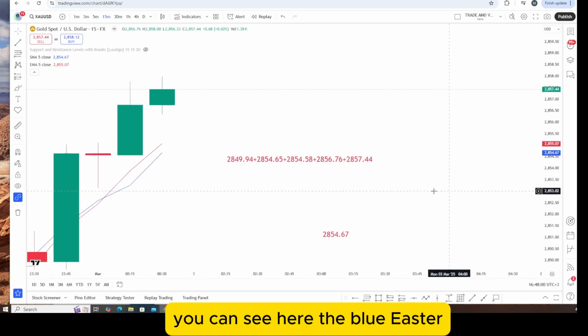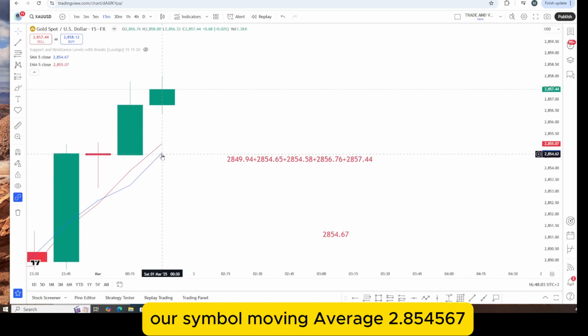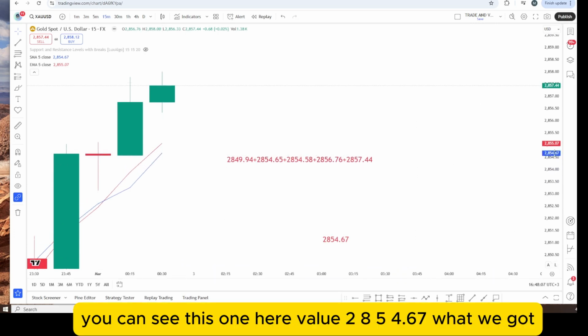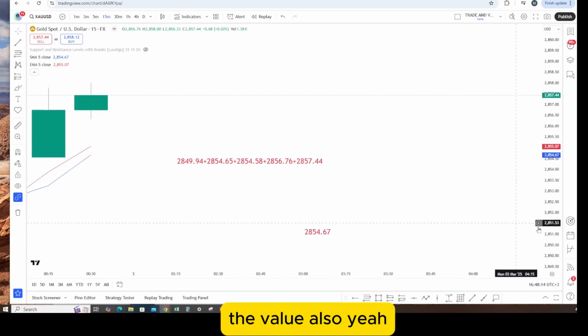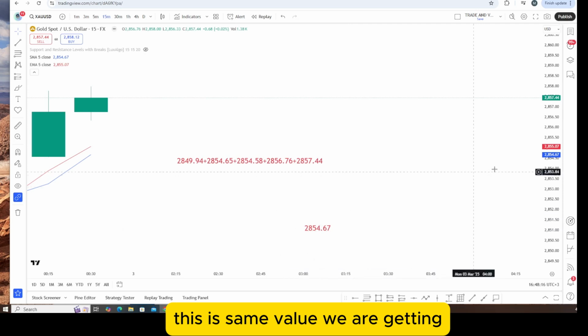You can see here the blue line is our simple moving average, 2854.67. You can see this value here, 2854.67. What value did we get also? Yes, this is the same value we are getting.